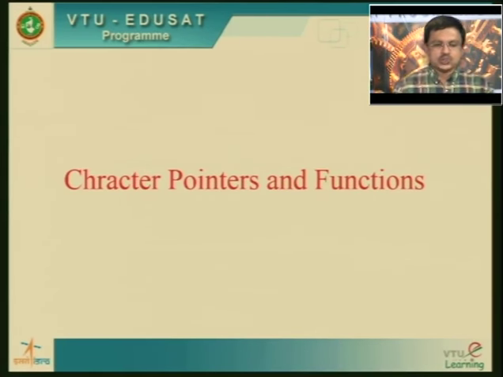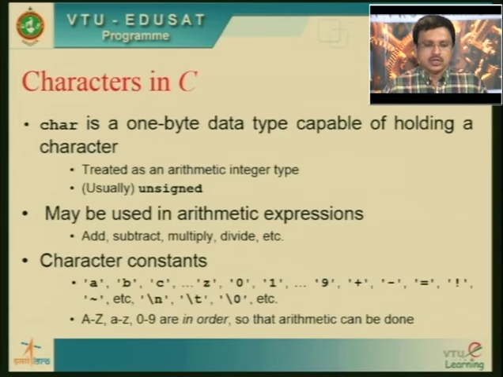Okay. Now, let us look at the first topic in today's contents, character pointers and functions. A quick recap of some of the basics of characters that you have already seen in some of the previous sessions. Character is a 1 byte data type capable of holding a character. So, by and large the ASCII code is used to represent characters. To a large extent, it is treated as an integer type. Okay. So, usually unsigned. So, characters inherently mean 1 byte unsigned integer.